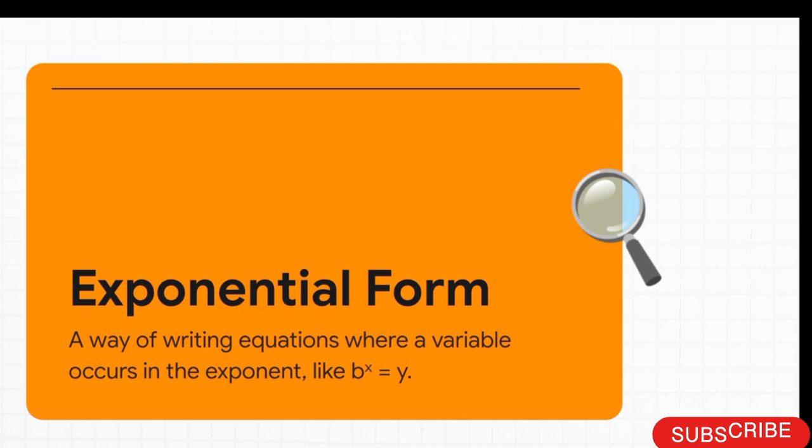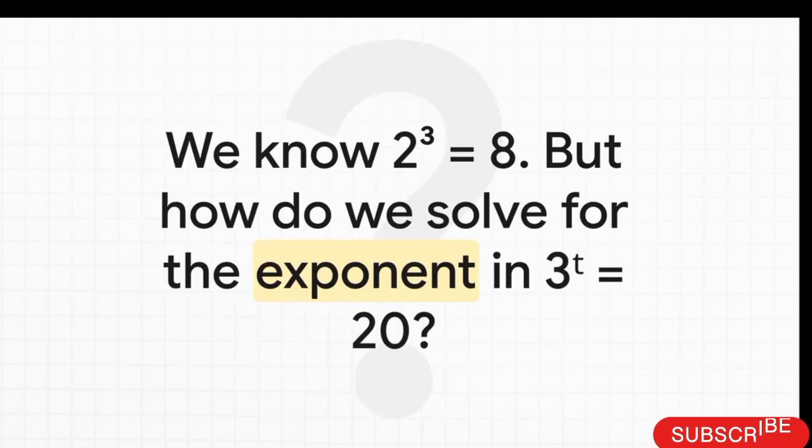It's called exponential form. And this is where things get really interesting. It's easy when we know 2 to the power of 3 is 8. But what if the exponent is the mystery we need to solve? How in the world do we solve something like 3 to the power of t equals 20?